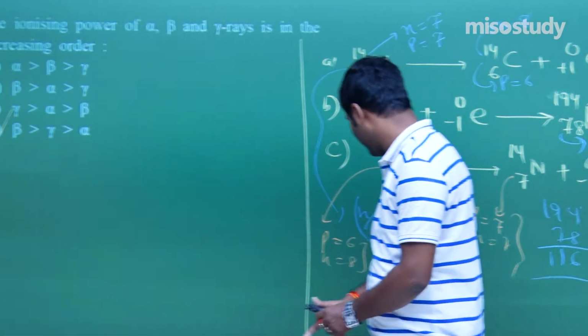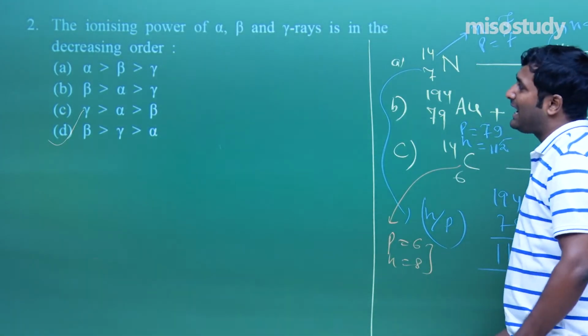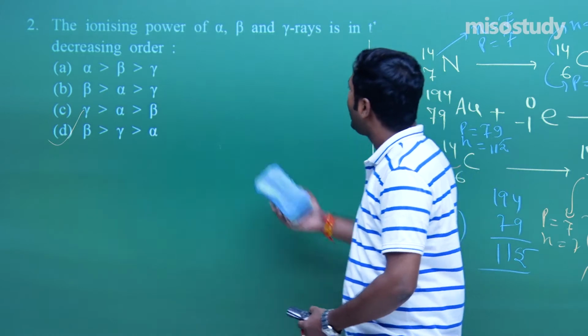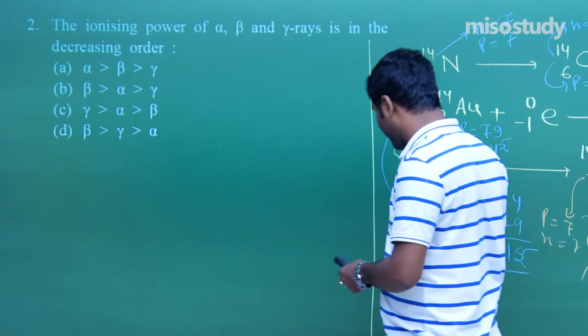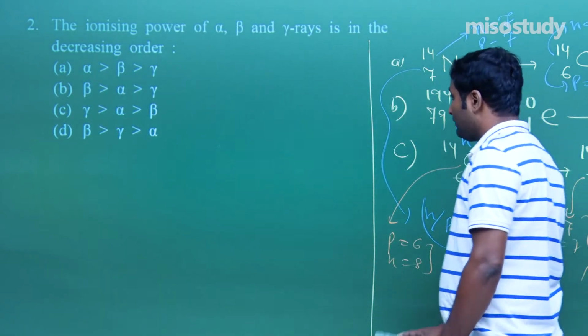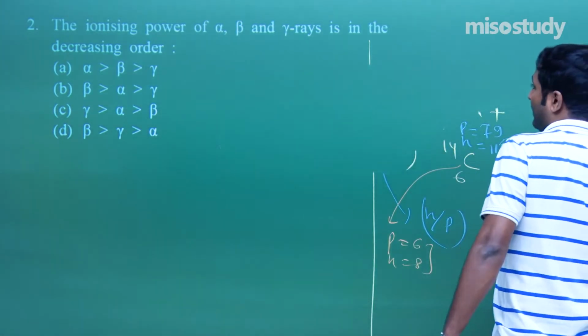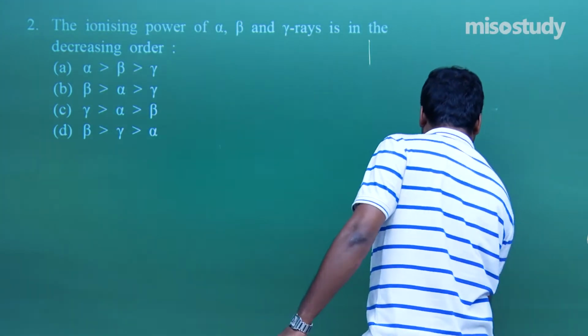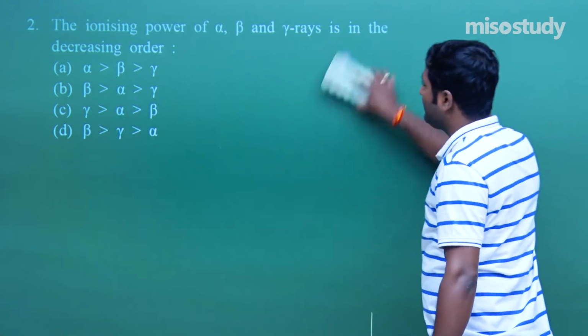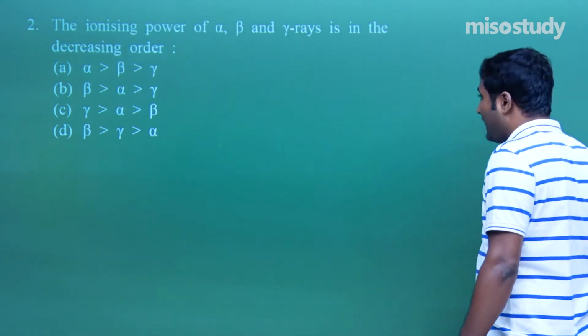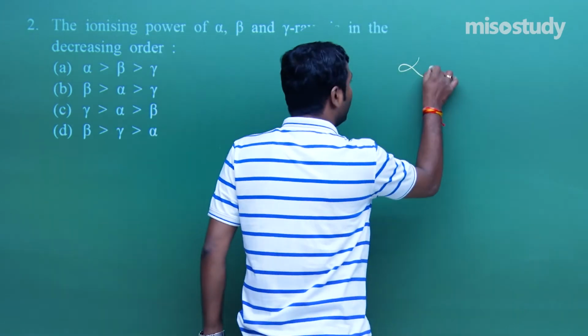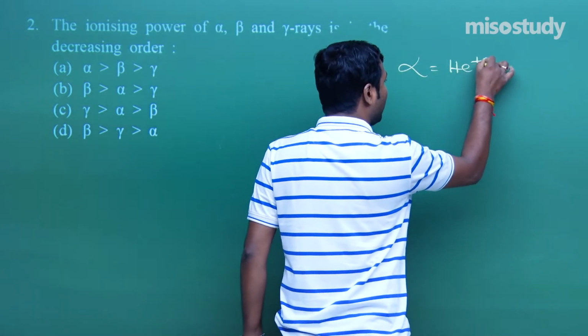What is the next question? Listen carefully. What is the ionizing power of alpha, beta and gamma rays? Now, this question is for you. Tell me what will happen. The ionizing power of alpha, beta and gamma rays. We people know that alpha rays are helium plus ion. Yes, sir.